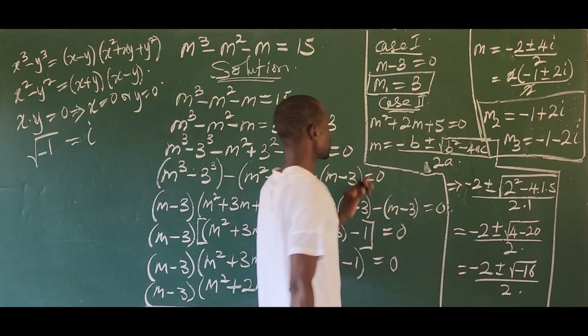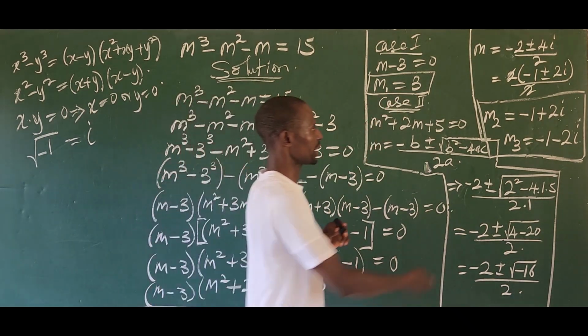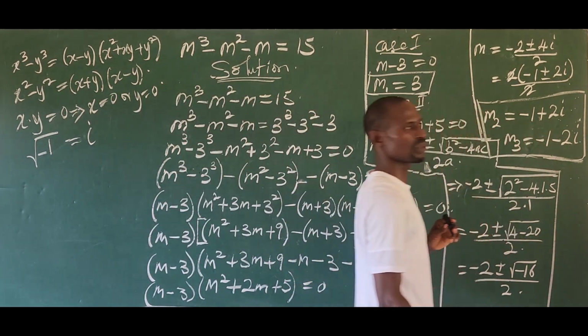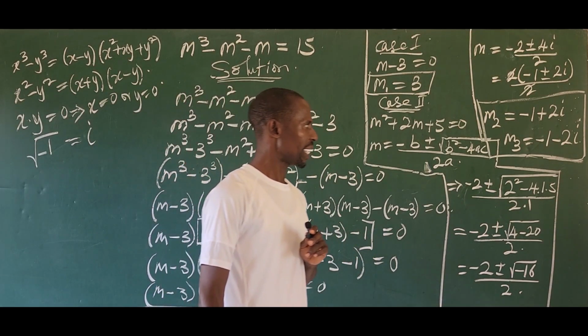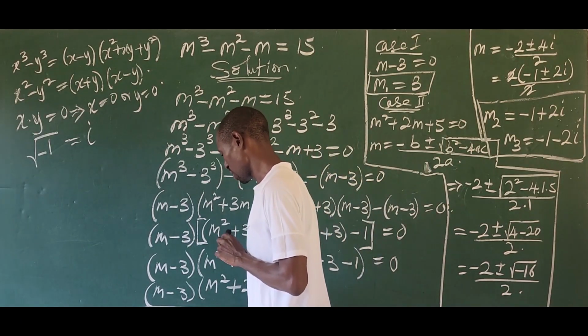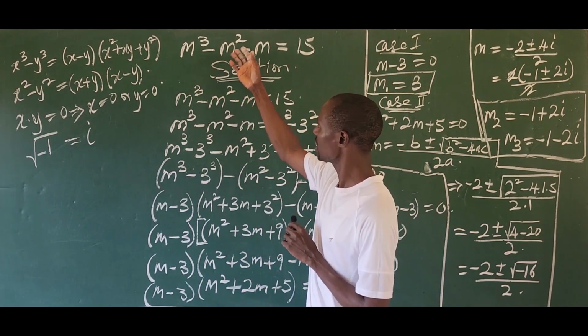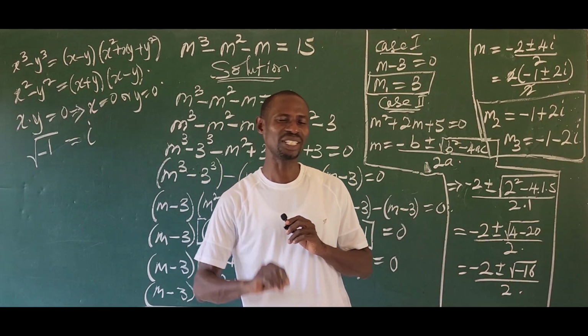The first one is m1, which is positive 3. The second one is m2, which is minus 1 plus 2 iota. And the third one is minus 1 minus 2 iota. And those are the 3 roots that actually satisfy this polynomial equation, this third degree polynomial equation.